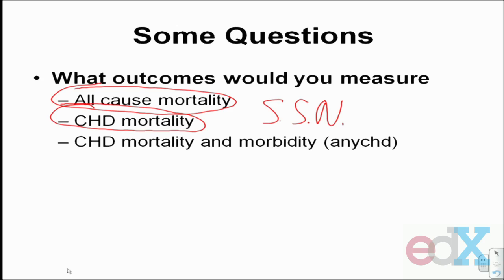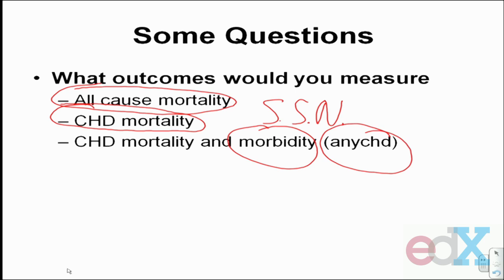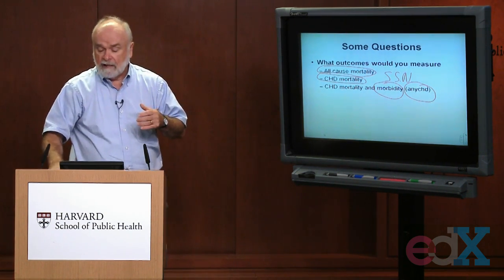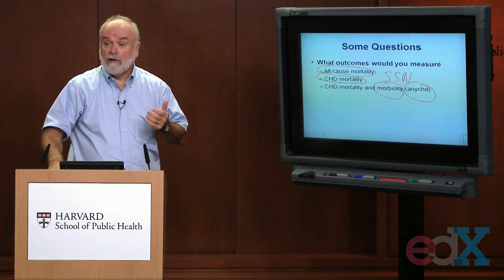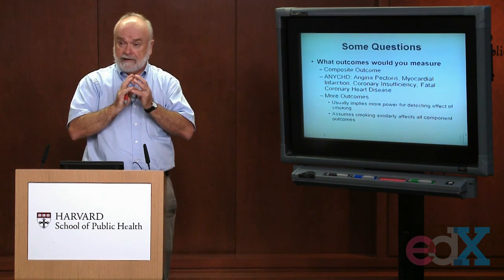If you're interested in morbidity, then you have to have people be examined or fill out questionnaires. And in your data set, you have a variable called NECHD, which we've been using as an outcome variable, reflecting both mortality and morbidity related to coronary heart disease. Well, that's called a combination variable or a composite outcome.